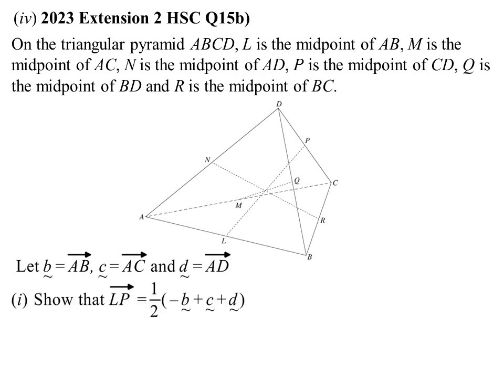We have to show that the vector LP can be written as a half of negative B plus C plus D. So we need to get it in terms of these other three vectors that we've been told.